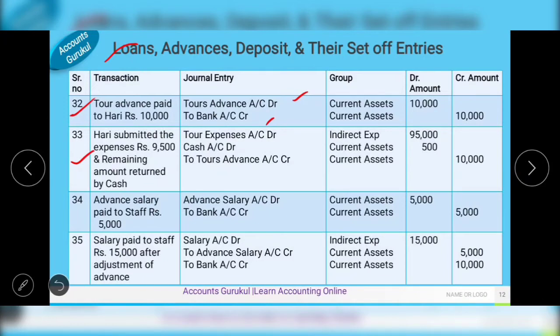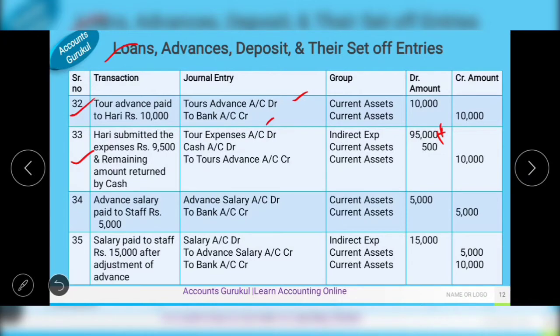So Harry submitted the expenses of rupees 9,500 and the remaining amount returned by cash. So Harry ने 9,500 के expenses के bill submit कर दिए, but जो 500 rupees remaining है वो cash में उसने return कर दिए. So उसका transaction क्या होगा? So first जो 9,500 spend किए हुए हैं, that's the expenses for us. So tour expenses account debit, instead of 95,000, just read it as 9,500. Okay, so the tour expenses account debit, that's our indirect expenses, is 9,500.